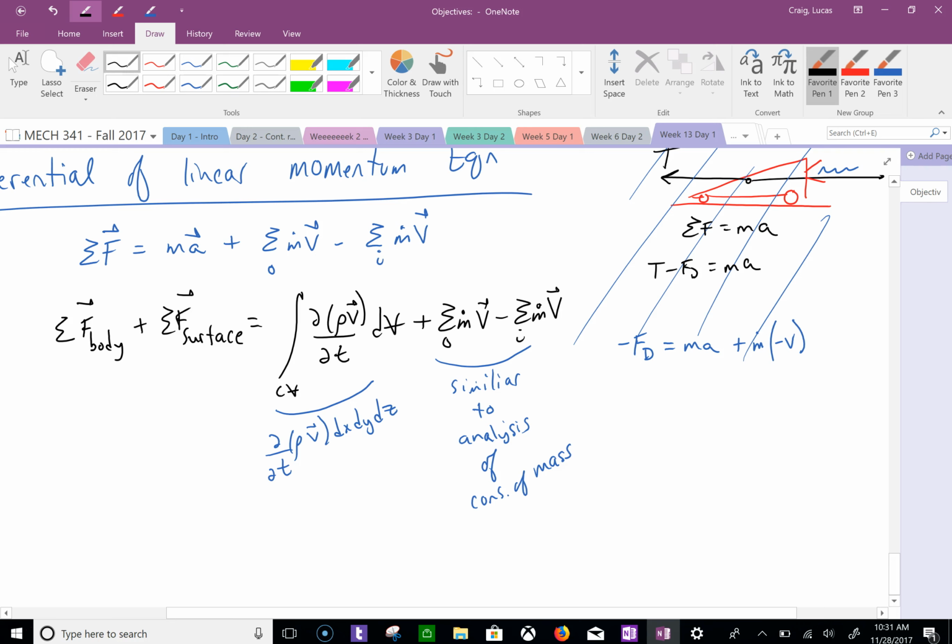Could you explain the left side? I'm going to cover that in a second, just briefly. The forces acting on the body, or the actual system that we're looking at, are body forces, and then you have surface forces. I'm going to get into more details of that. And the right side is really just mass times acceleration, and that is your linear momentum in and out.